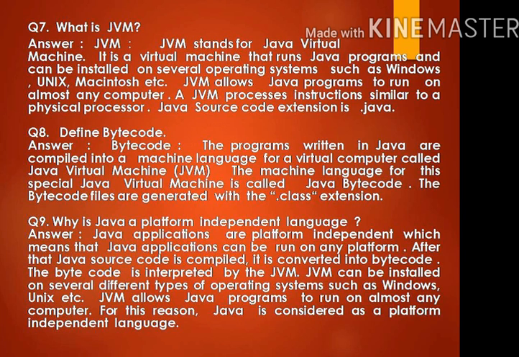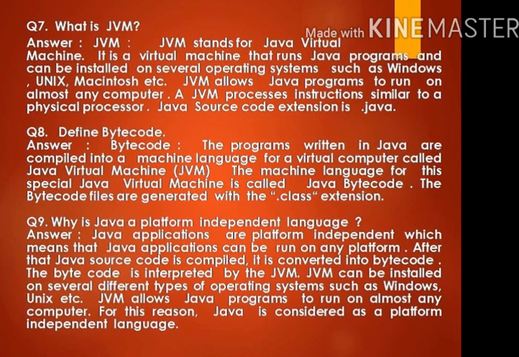After Java source code is compiled, it is converted into bytecode. The bytecode is interpreted by the JVM. JVM can be installed on several different types of operating systems such as Windows, Unix, etc. JVM allows Java programs to run on almost any computer. For this reason, Java is considered a platform independent language.